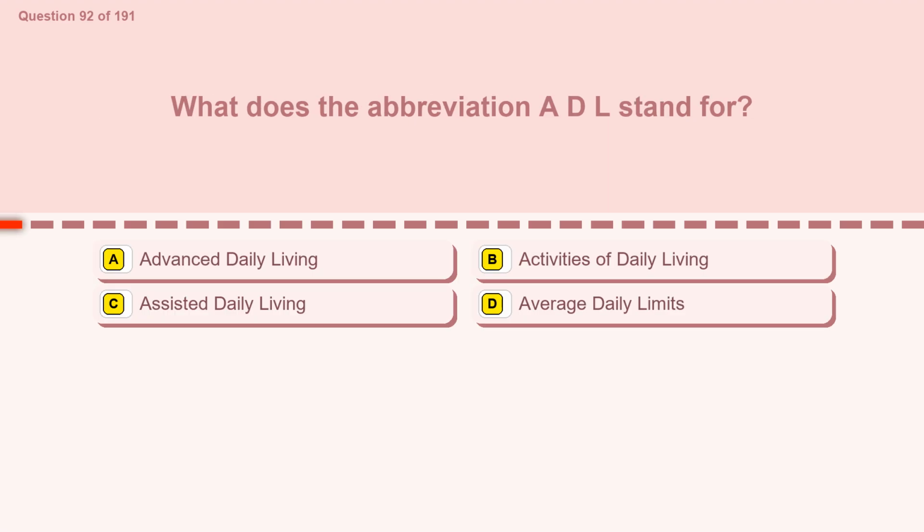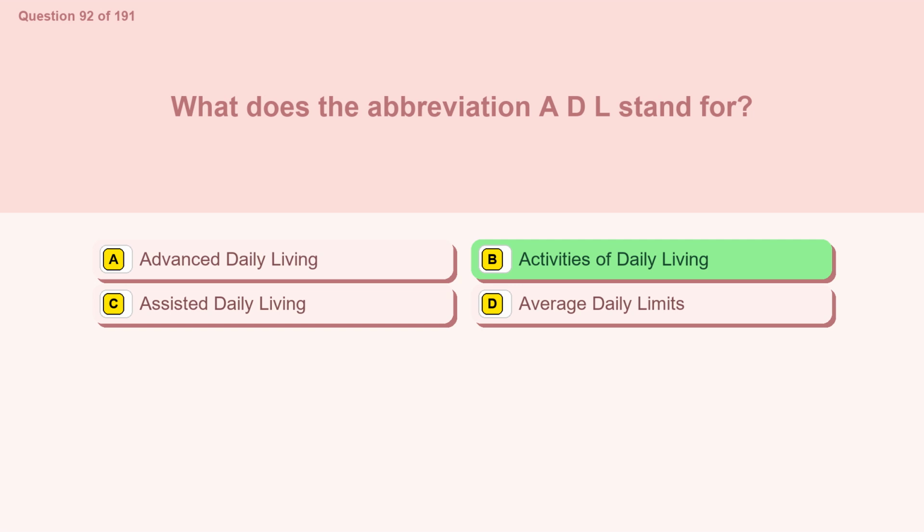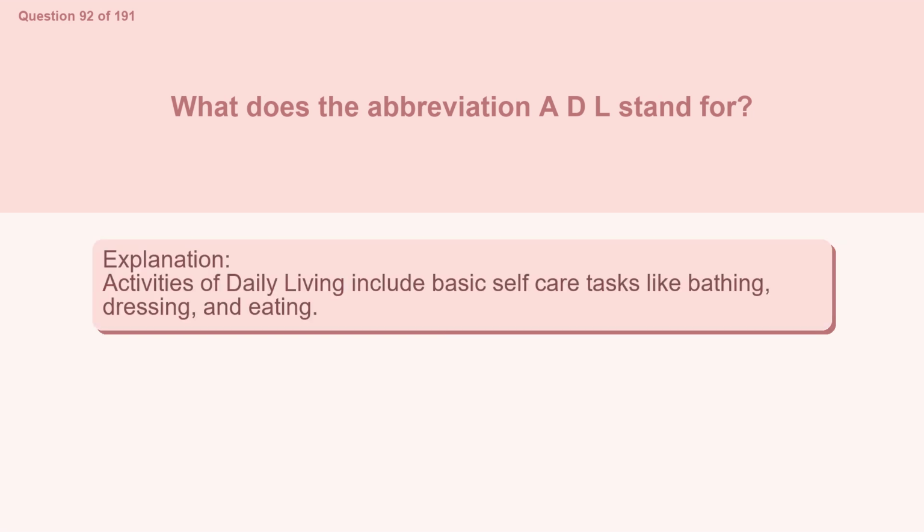Question 92. What does the abbreviation ADL stand for? Option A, advanced daily living. Option B, activities of daily living. Option C, assisted daily living. Option D, average daily limits. The correct answer is option B, activities of daily living. Activities of daily living include basic self-care tasks like bathing, dressing, and eating.